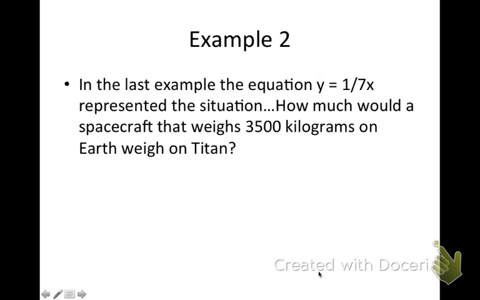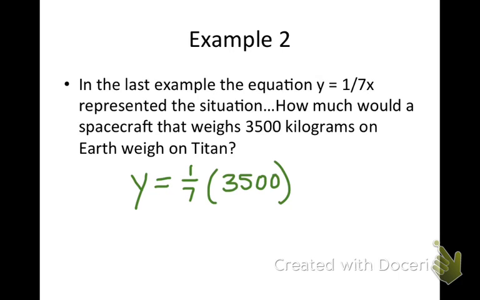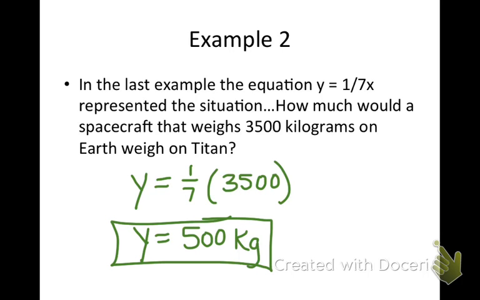In the last example, we had the equation y is equal to 1/7 of x, where y was the weight on Titan and x was the weight on Earth. So how much would a spacecraft that weighs 3,500 kilograms on Earth weigh on Titan? So we really want to know, what does y equal? y would be equal to 1/7 of the weight on Earth, which was 3,500 kilograms. So 1/7 times the 3,500, and we would find that y is equal to 500 kilograms. That's how much it would weigh on Titan. So we can use that equation to get more information.